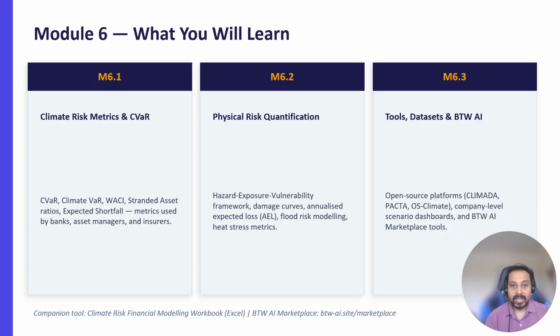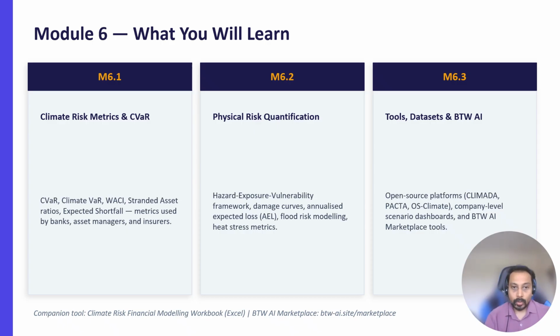Module 6.1 is about the metric architecture. We will see CVaR, expected shortfall, WACI, physical risk score, stranded asset ratio, and climate beta. These are the metrics that financial institutions, as well as companies across various sectors, usually use for reporting, for climate risk assessment, and for investor reporting. These are the 6 metrics you will encounter most frequently in financial institutions, and by the end of this sub-module you will be able to explain what each measures and when it should be used.